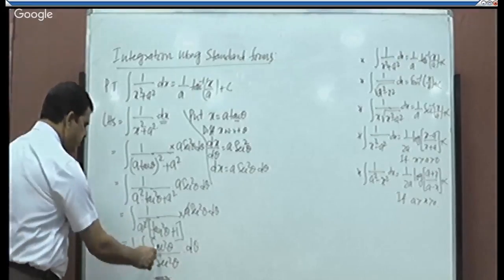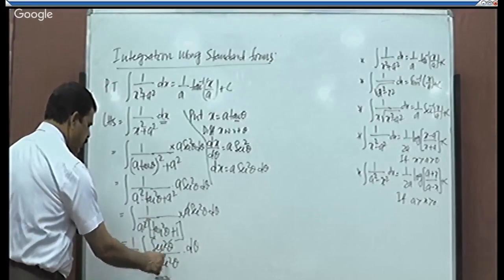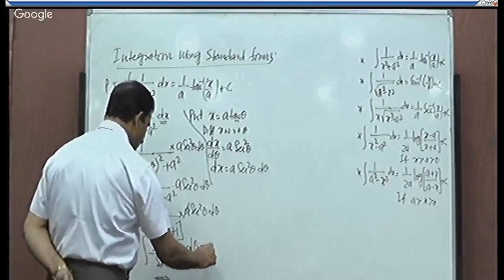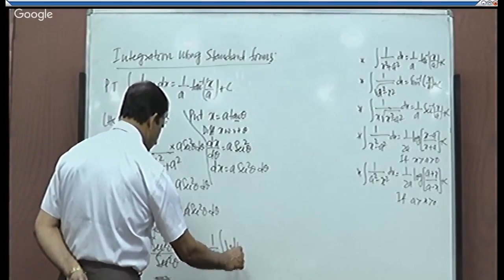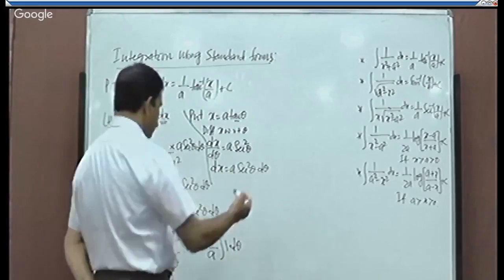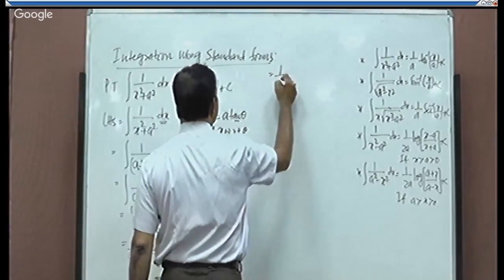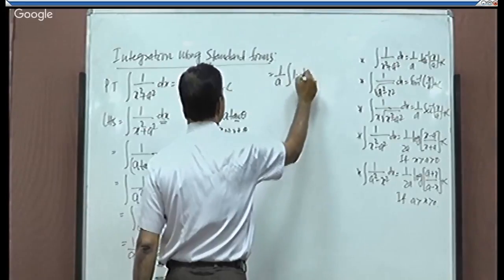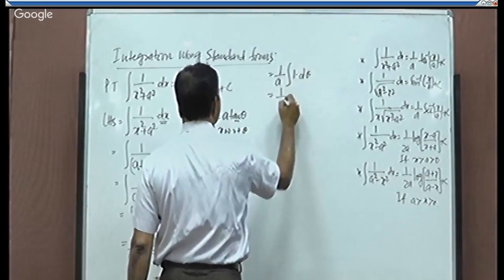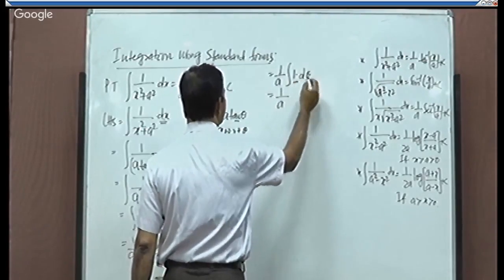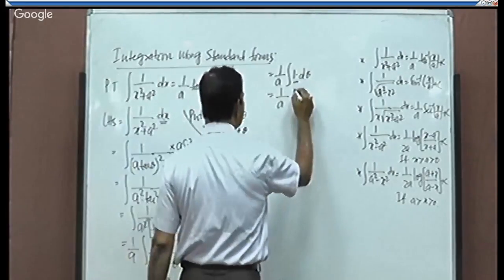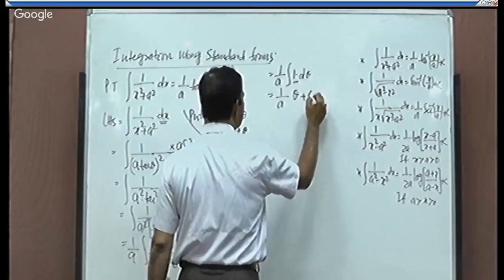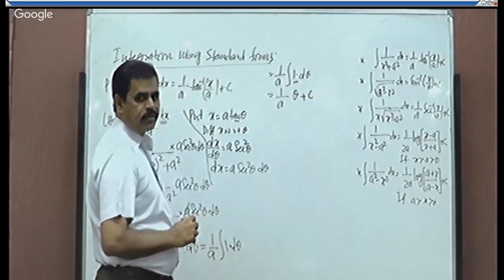So secant square theta gets cancelled. What is remaining is 1 by a into integration of 1 into d theta, correct? So 1 by a into the integration of 1 with respect to theta, which is equal to theta plus c. Theta plus c, right?